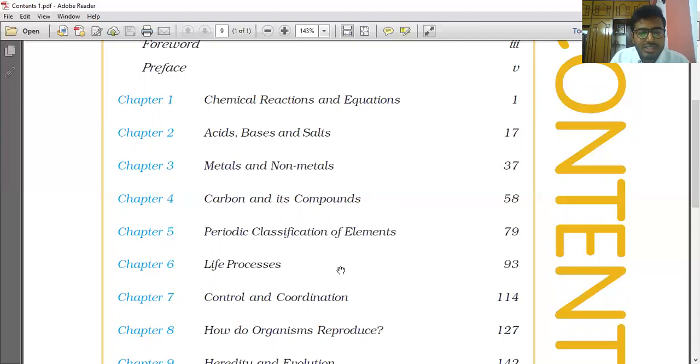So it is an interesting chapter. It's a small chapter also, and it's a four mark chapter. You'll be getting the marks and allotment later. So that is the chemistry section for now.